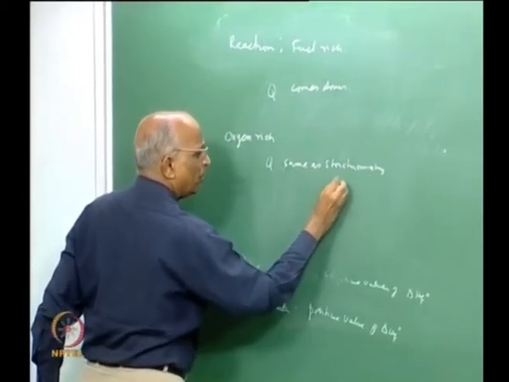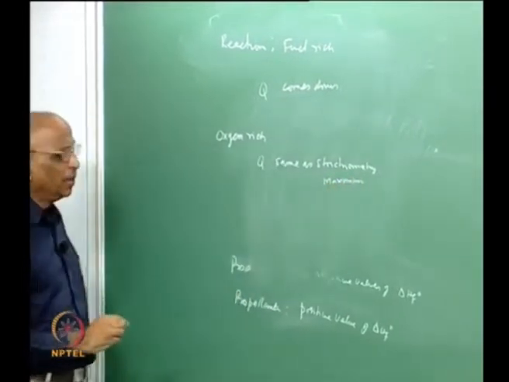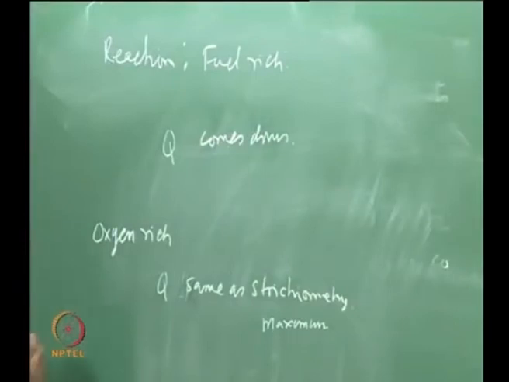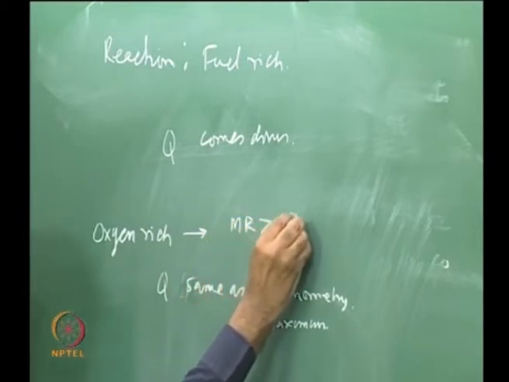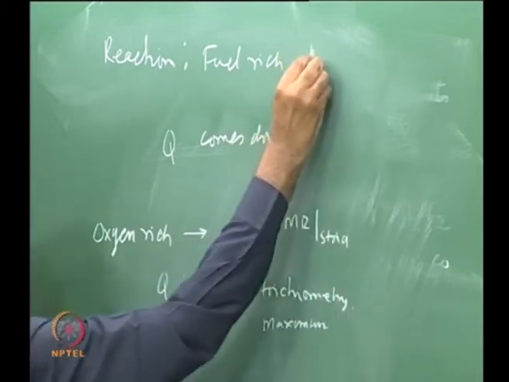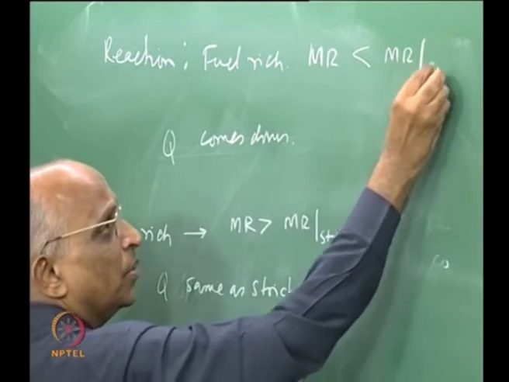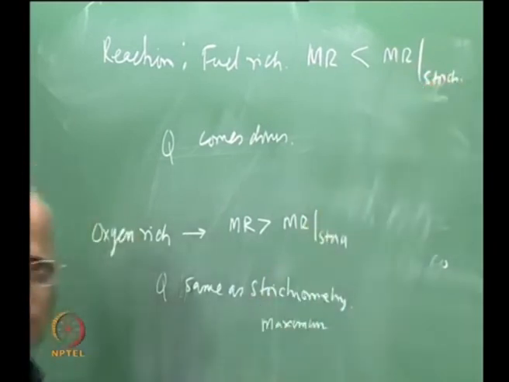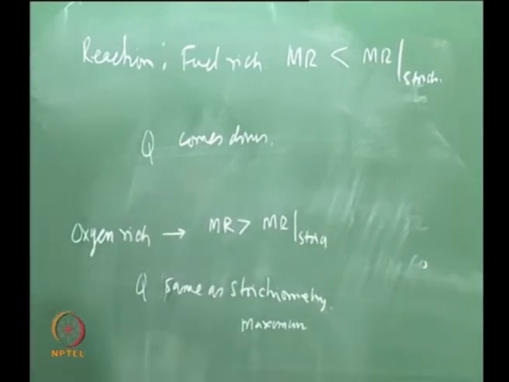And this is the maximum heat which is possible in a chemical reaction, right? If this is so, I again ask myself the last question. Oxygen rich means the mixture ratio is greater than mixture ratio stoichiometry. Fuel rich means mixture ratio less than mixture ratio stoichiometry. Is it right? Now, I want to plot these results out. Let us plot it out.